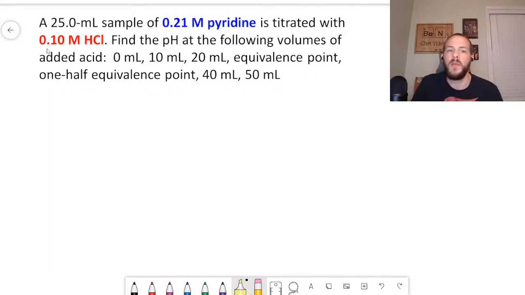Okay. So it says we have a 25.0 milliliter sample of 0.21 molar pyridine, and it's titrated with 0.10 molar HCl. So now our analyte is a base, and we're titrating it with an acid. That differs from all the problems that we've done so far, but as we will see, the same principle applies. And it says find the pH at the following volumes of added acid: 0 milliliters, 10 milliliters, 20 milliliters, equivalence point, half equivalence point, 40 milliliters, and 50 milliliters.